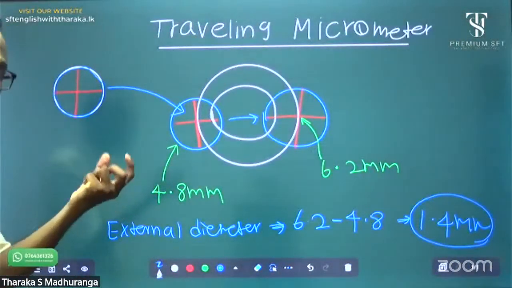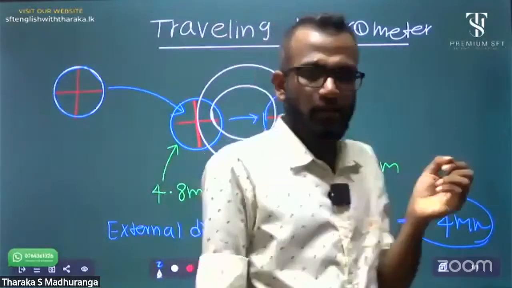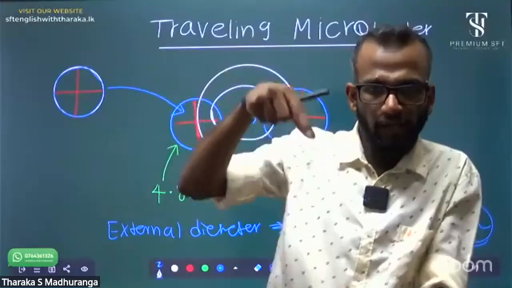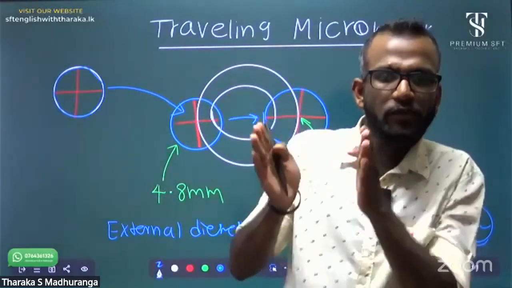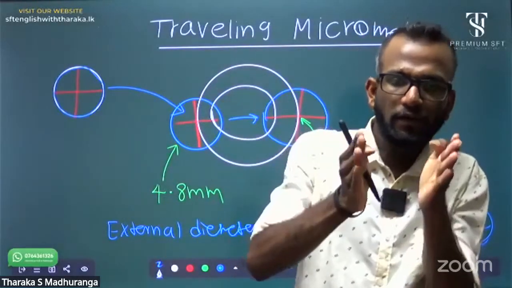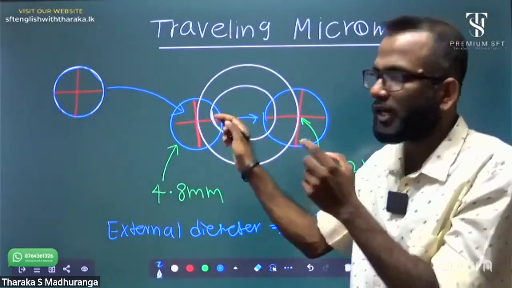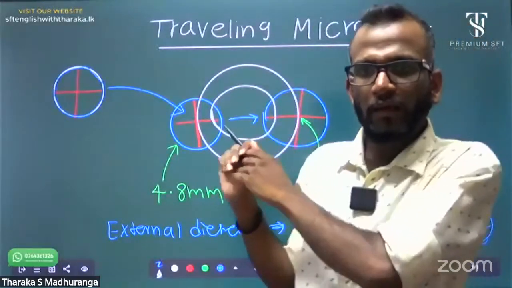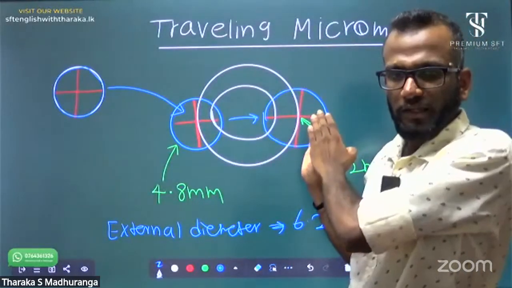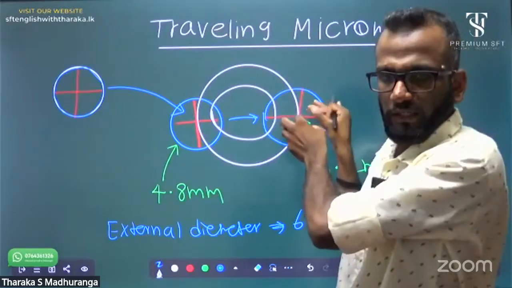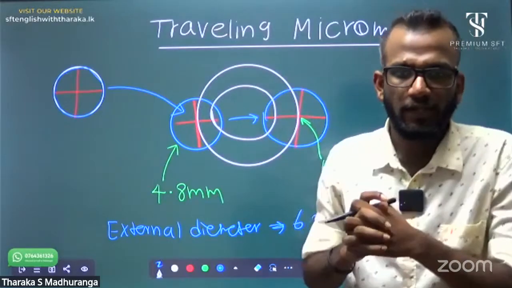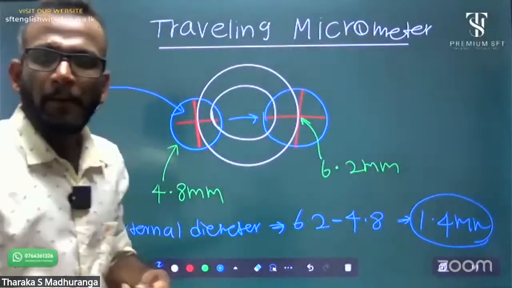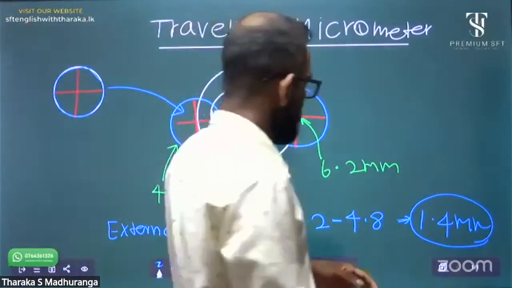Simple thing I did. First, bring the cross line to one edge. Then bring it to the other side edge, get two vernier measurements and get the difference. Okay, that's all. Good. Perfect.